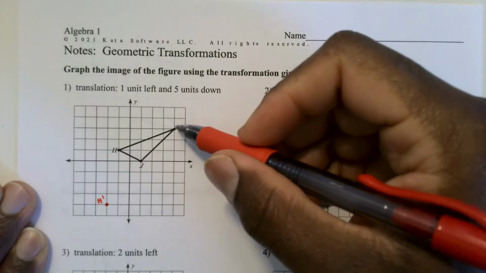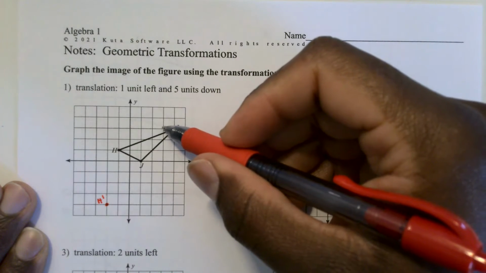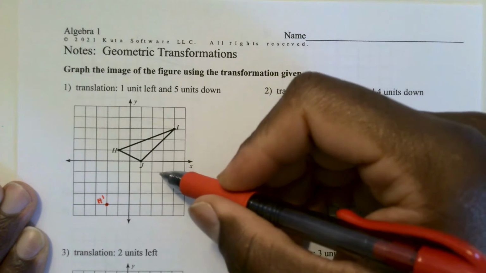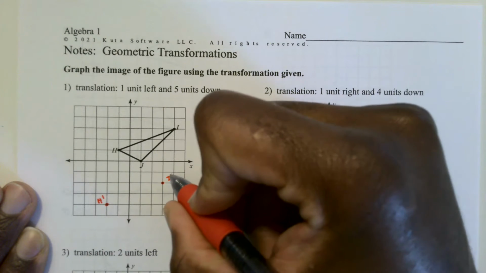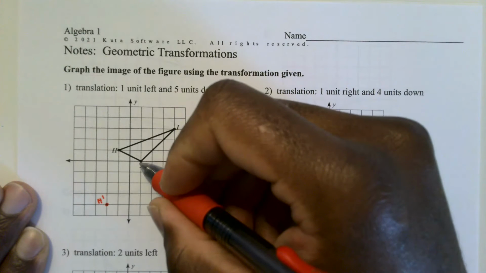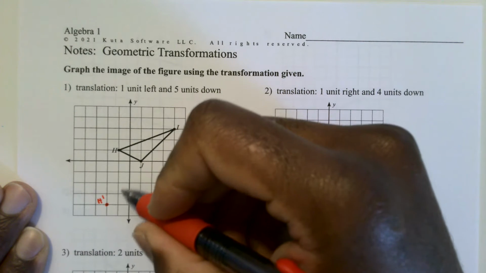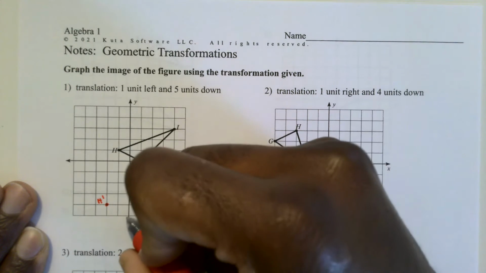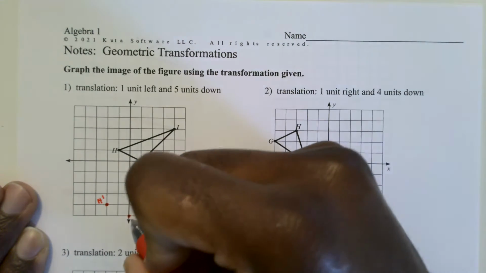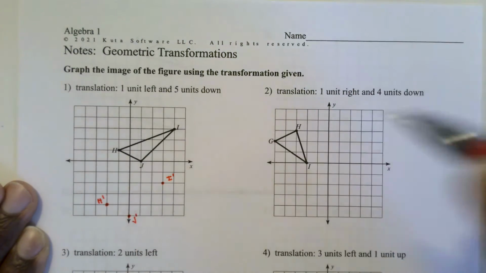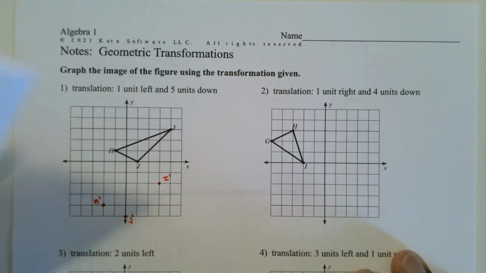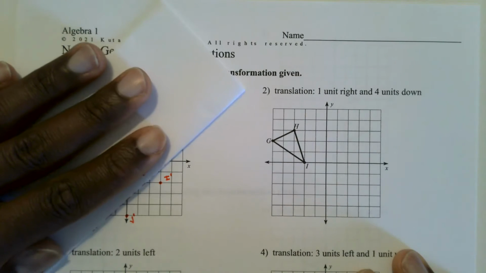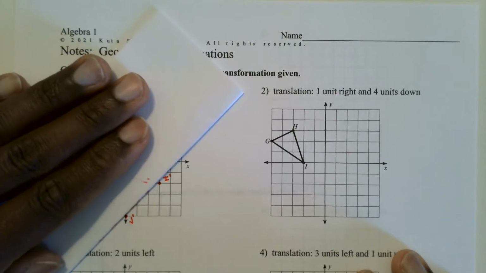Now, doing the same thing with the other 2 points. Okay, 1 to the left and 1, 2, 3, 4, 5 down gives us our I prime. And then same thing with J. 1 to the left and 1, 2, 3, 4, 5 down, giving us our new J prime. All right. So now that we have H'I'J', we can go ahead and connect the dots to create our figure.